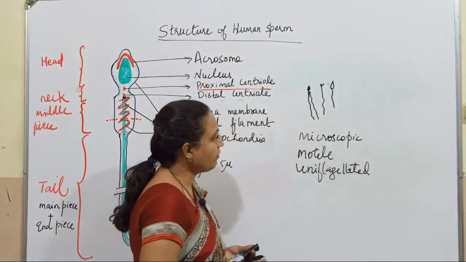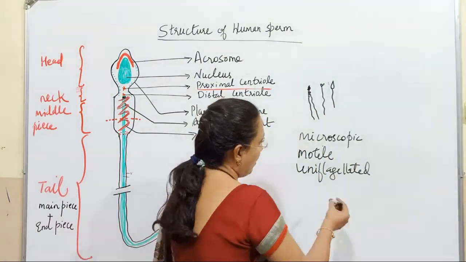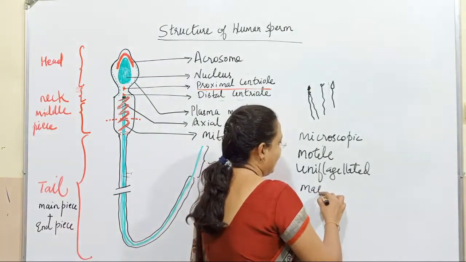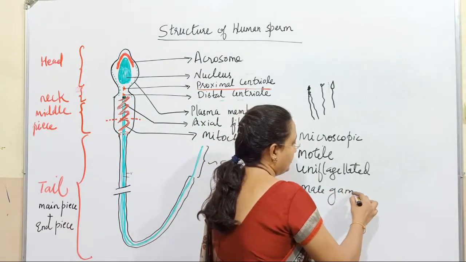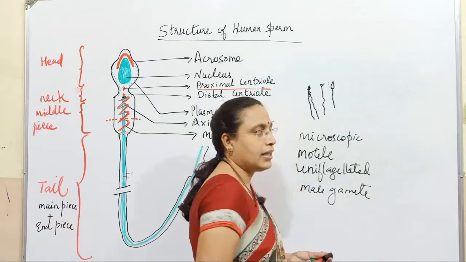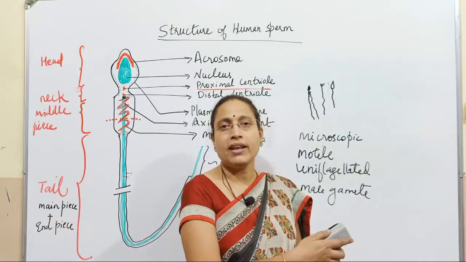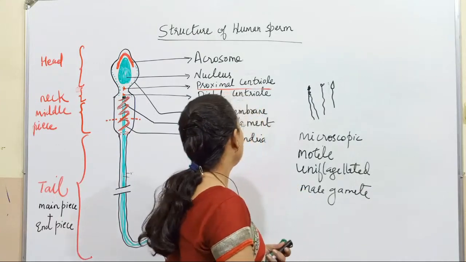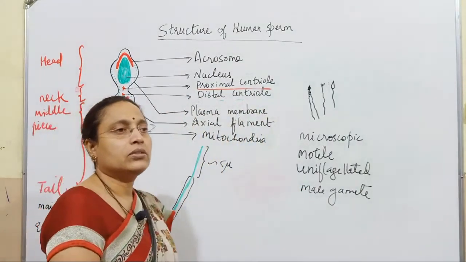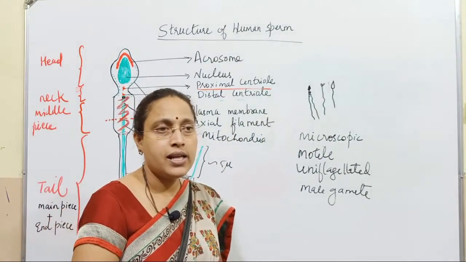So it is a uniflagellate, motile, male gamete, and with all the other things I explained, haploid, and quite small in size. So this completes the structure of the human sperm.